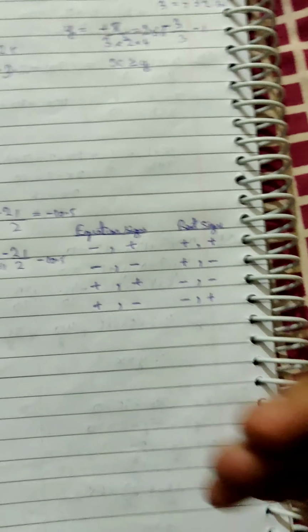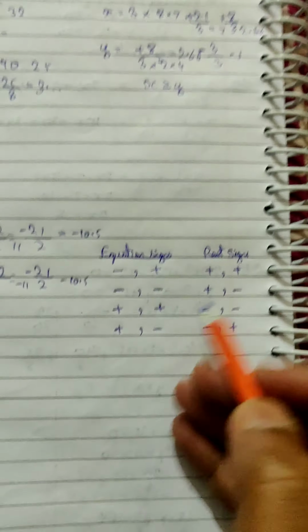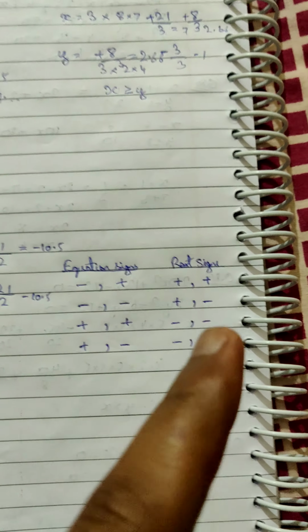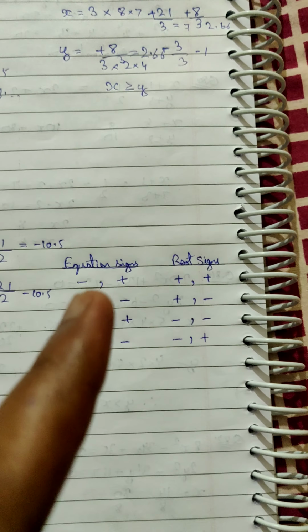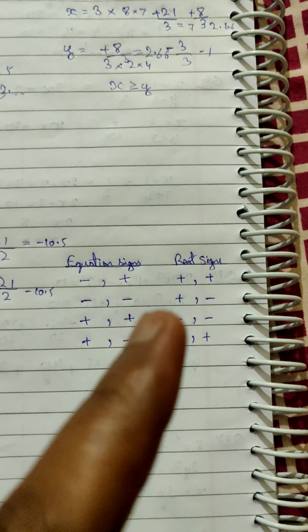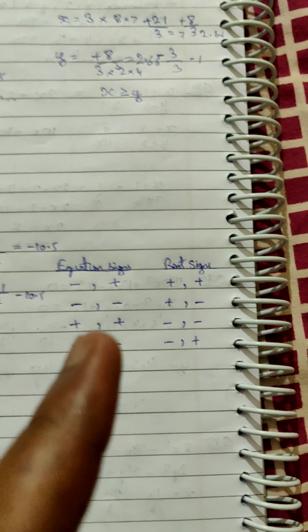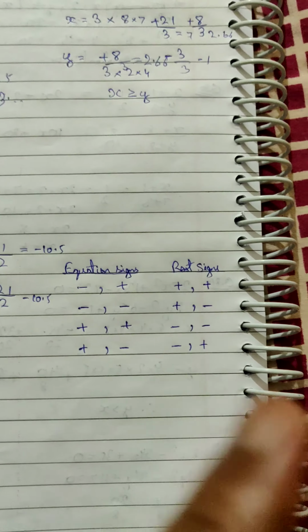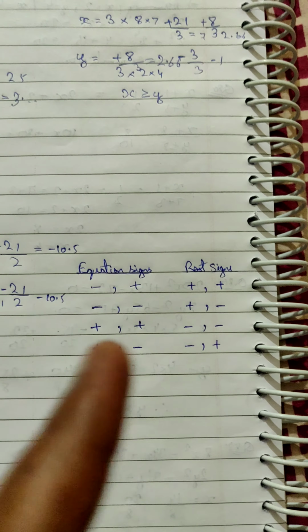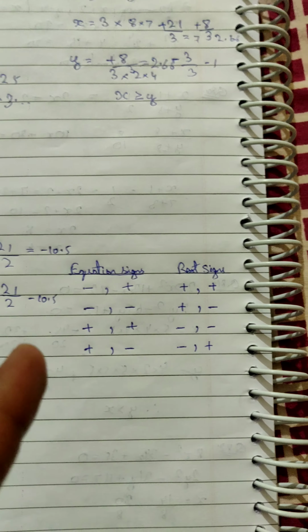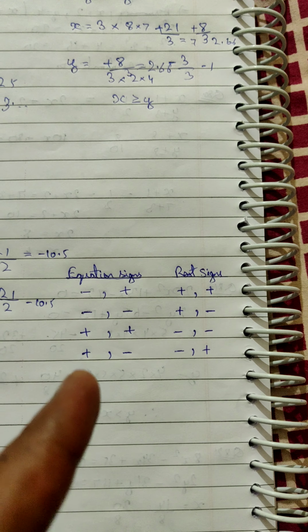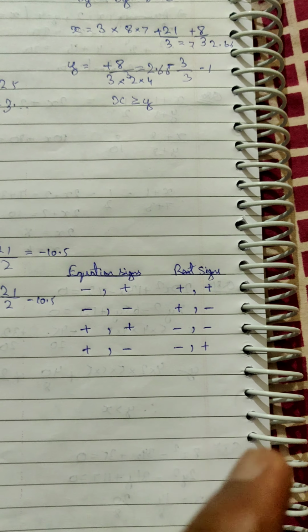Now coming to some tips. See, here are the equation signs and here are our root signs. Whenever the sign in the equation will be minus, we will assign plus signs to the roots. Whenever the sign will be plus, we will assign minus signs to the roots. And whenever the signs in the equation are minus and plus, we will assign plus and minus signs to the roots. Now see, here is a pro tip for you.